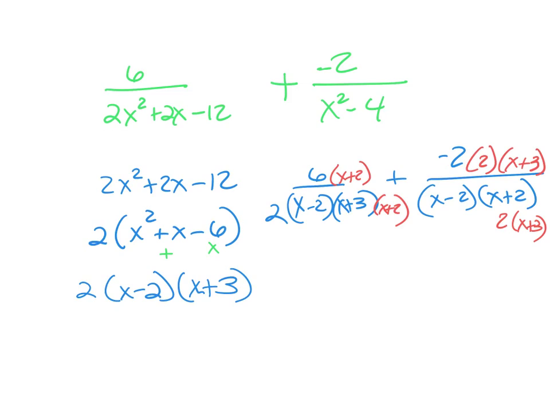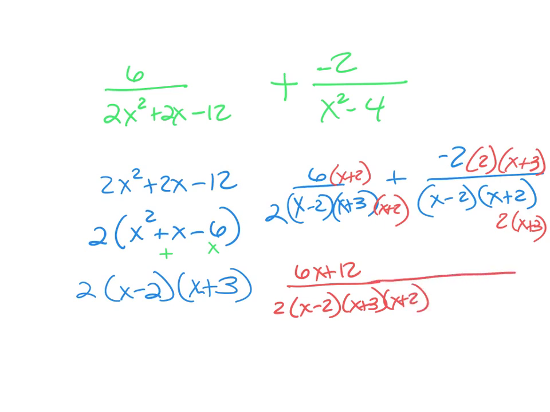And now what we have to do to the top is we have to clean it up. We have to foil it in, okay? So that's 6x plus 12 up on top there. On the bottom, don't foil. Just leave it like it is. Always. Never foil the bottom. Everybody understand what I'm saying? Yep. And then since they have the same denominator now, we can just do this.